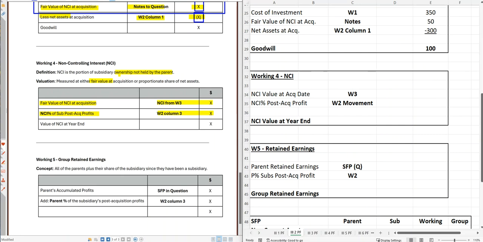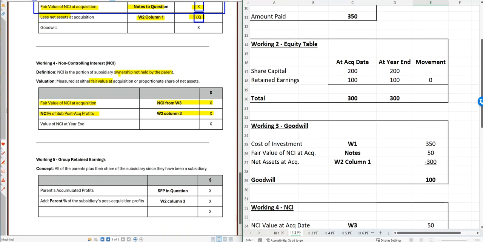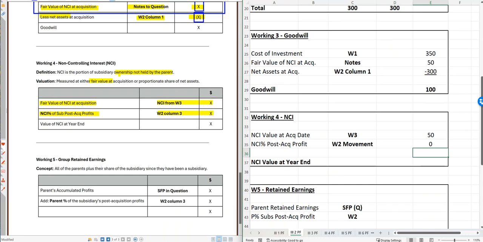Okay, this one's really easy. We just go, okay, equals the NCI at the acquisition date from our goodwill working. There is 0 movement up here, which means that the NCI at the year end is 50. We just add those together. Now again, of course, it will get more complicated later on, but the first step is to learn these workings.